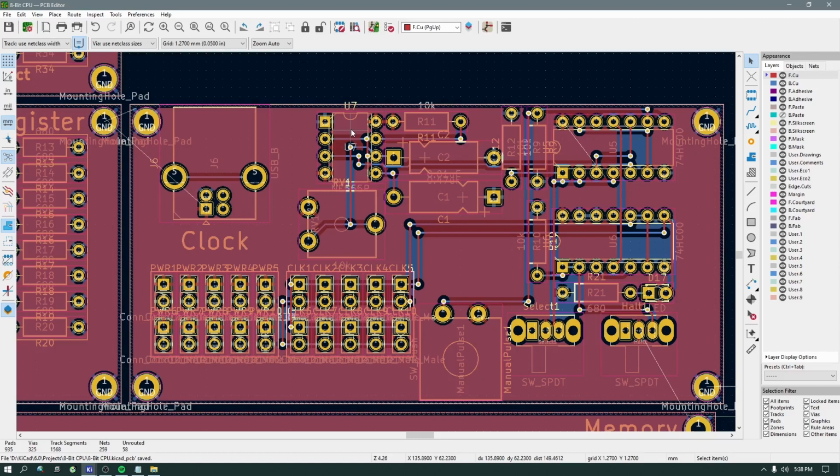The headers on the left side of the switches are for power and clock pulses. The power headers contain plus 5 volts and ground. The clock headers contain the clock pulses and the active low clock pulses. Active low means the signal is inverted.